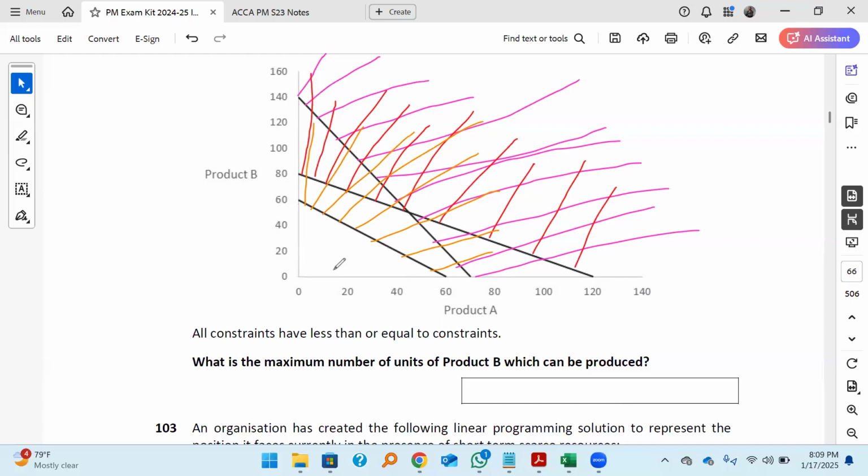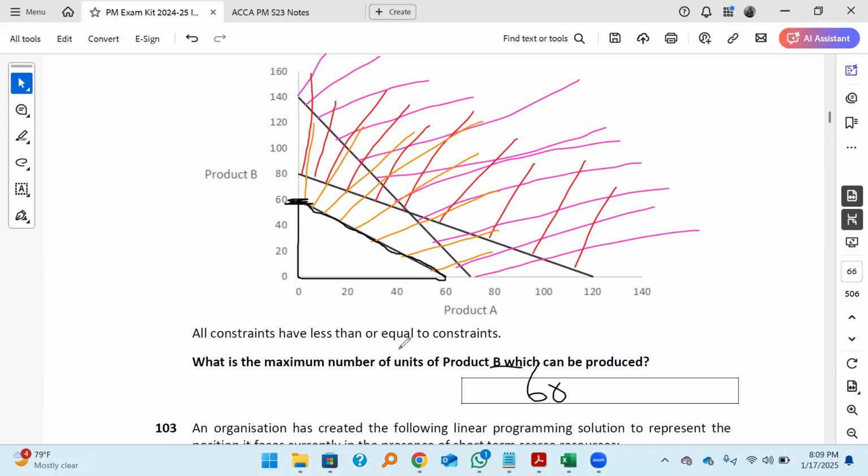That's the triangle of interest. And they're asking the maximum number of units of product B. So you go to product B, find the maximum under that triangle, which is 60 units. So the answer here would be 60 units.